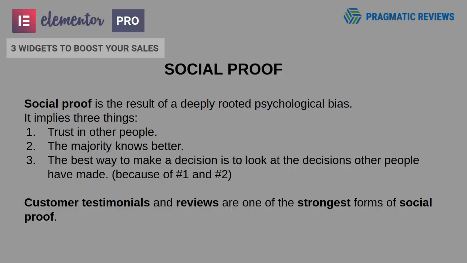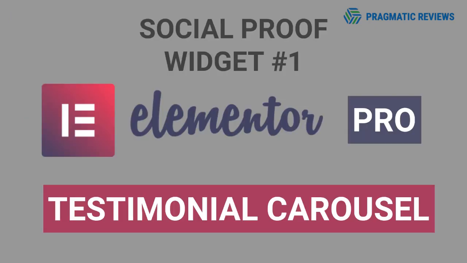So let's get started by talking about the social proof psychological bias. Social proof implies three things. We trust in other people. We think that the majority of people knows better than us. And as a consequence of 1 and 2, the best way to make a decision is to look at the decisions that other people have made. Customer reviews and testimonials are one of the strongest forms of social proof. Let's see then the first widget to show social proof in our website by using the Testimonial Carousel widget.